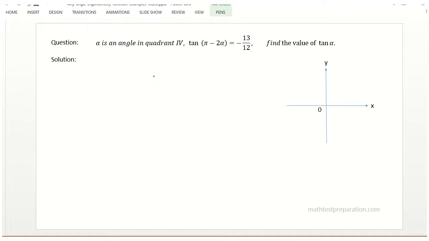In this lesson, I'm going to talk about trigonometry. The question is, alpha is an angle in quadrant 4. Tangent of (pi subtract double alpha) equals negative 13 divided by 12. The question asks for, what is the value of tangent alpha?